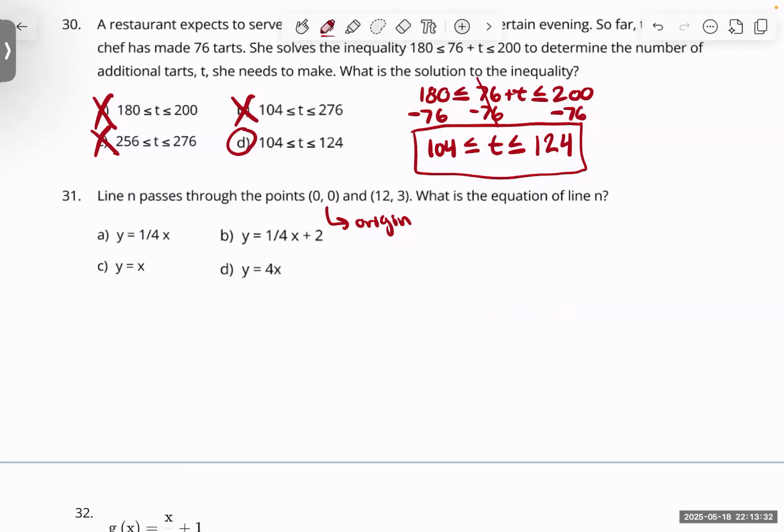So the line passes through these points. What is the equation of line n? Well, first of all, in order to figure out what our equation is, we need to have at least the slope. So let's calculate what the slope is. And in order to calculate slope, which is also known as your m in your y equals mx plus b equation, it is y2 minus y1 over x2 minus x1.